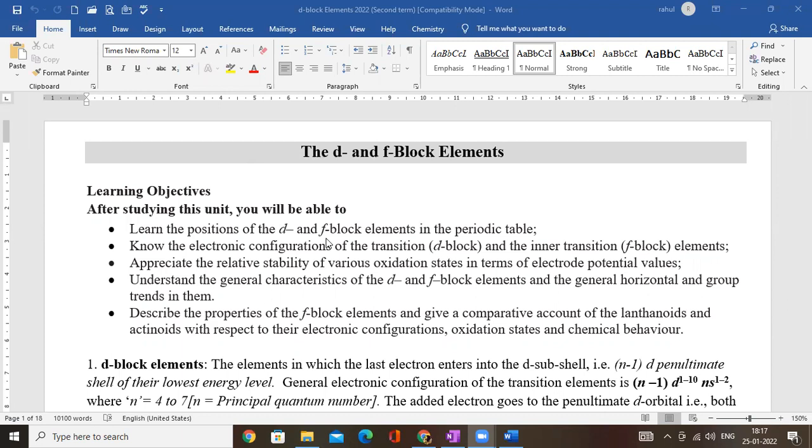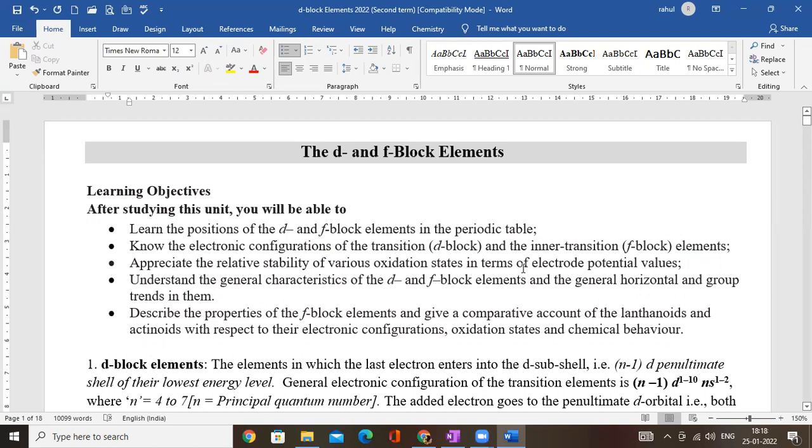Number one. Number two is, what is the electronic configuration of transition elements? What are inner transition elements? Of course, transition elements are D block elements, and inner transition elements are nothing but the F block elements. Then we have what is the relative stability of various oxidation states in terms of their electrode potential value.